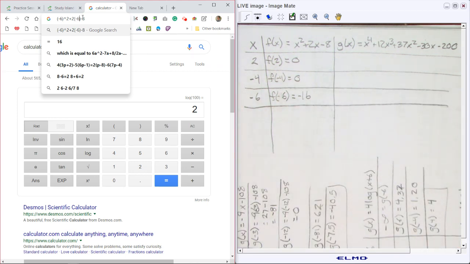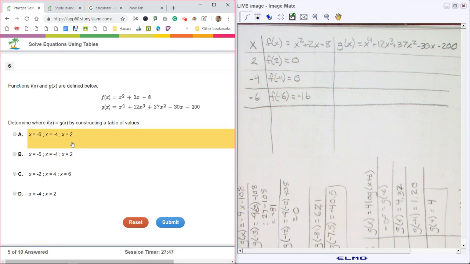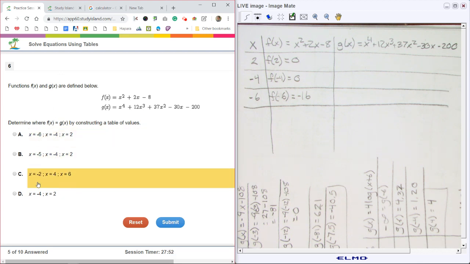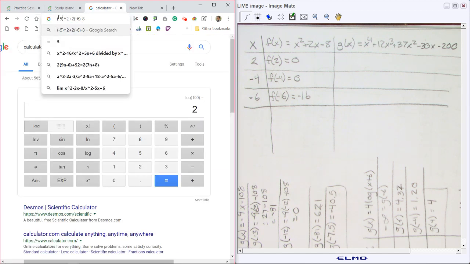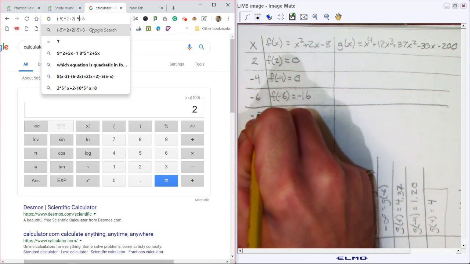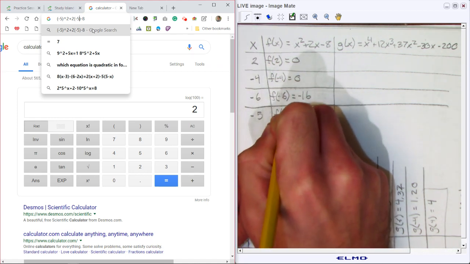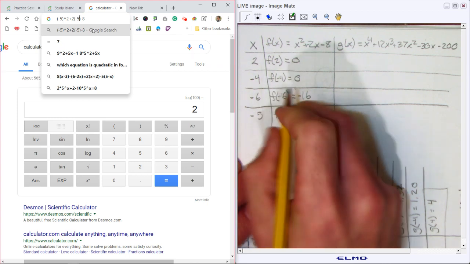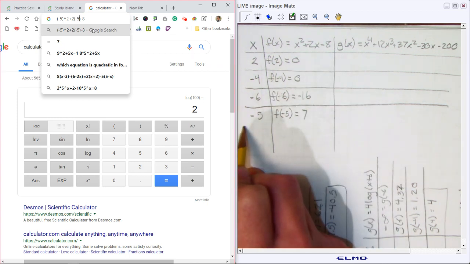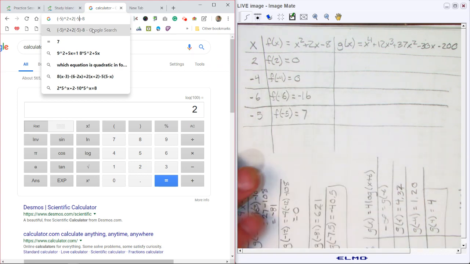If you want to substitute some other values, even though we haven't gotten to the second one yet, that's fine. We've already done 2 and negative 4, and we tried negative 6. We can try negative 5. Let's try negative 5. Okay, so now we have negative 5 squared plus 2 times negative 5 minus 8, and we get 7. So f of negative 5 is equal to 7. All right, so we've got 4 numbers already for our first function.